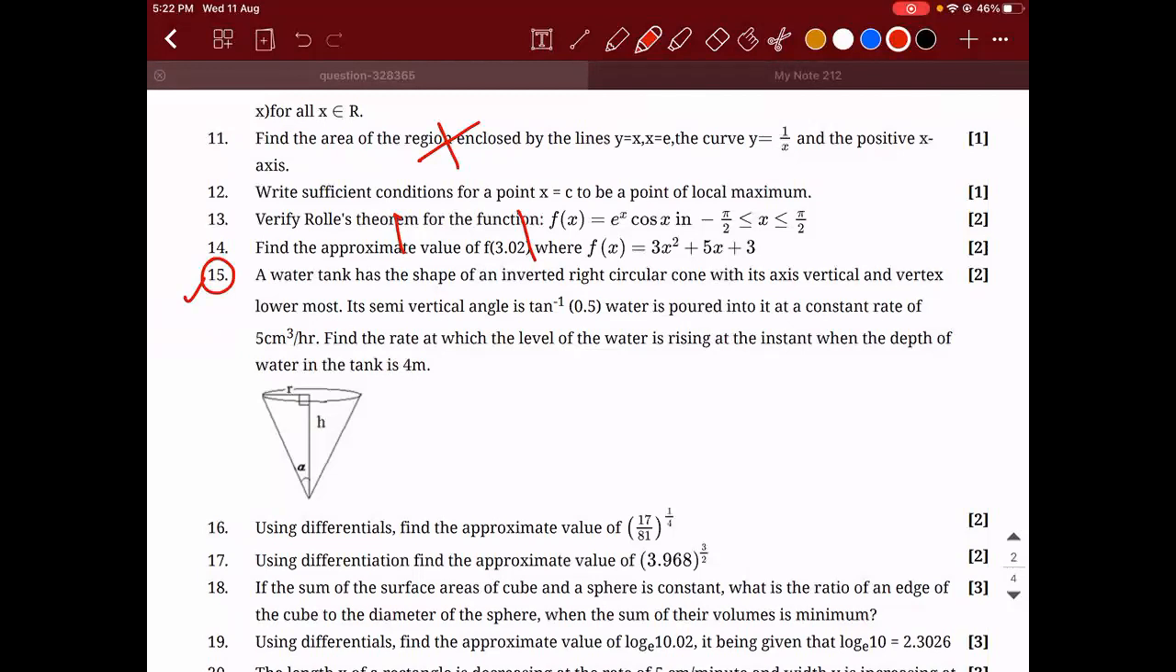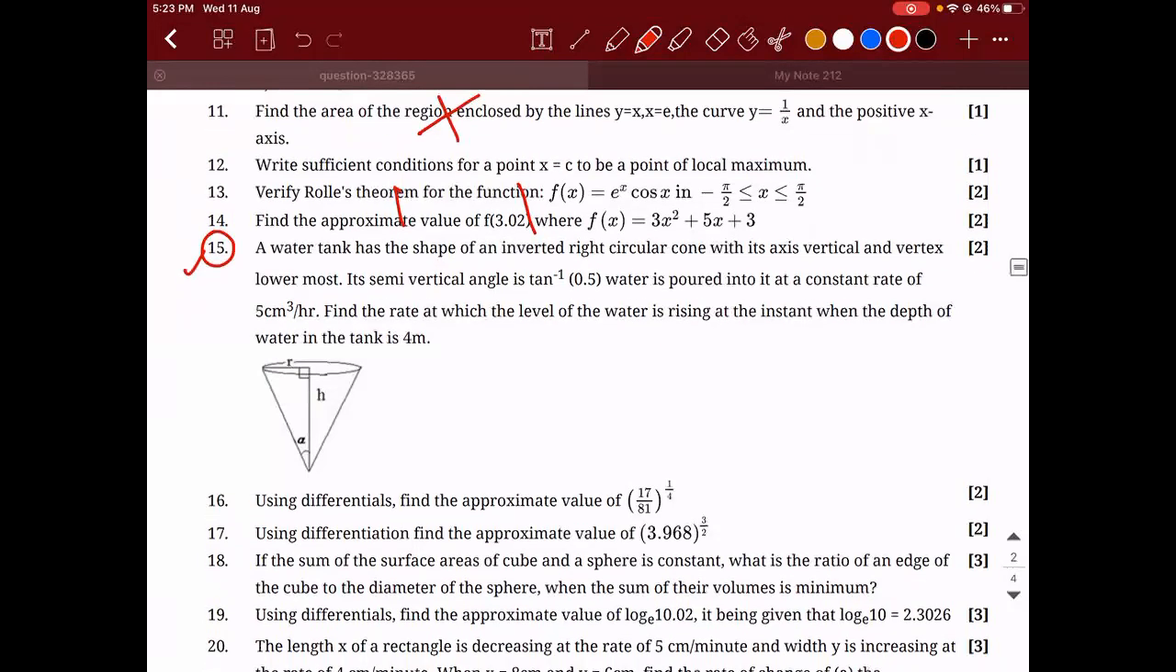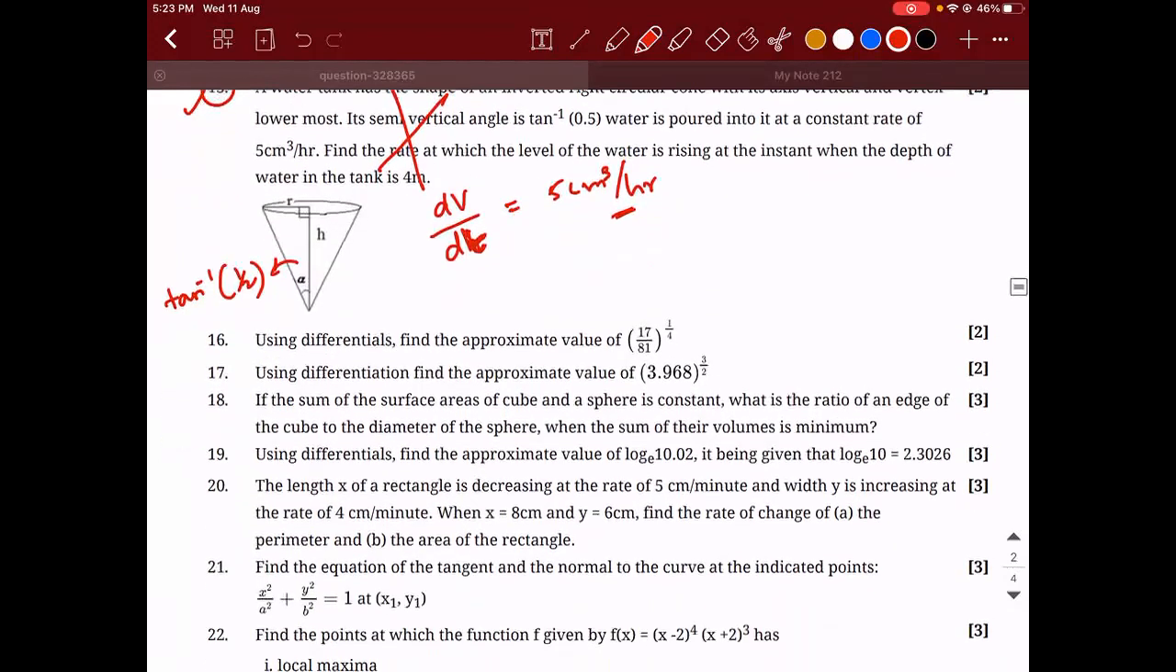So the water tank has the shape of an inverted right circular cone with its axis vertical and the vertex at the lowermost point. Its semi-vertical angle alpha is equal to tan inverse of half. Water is poured into it at a constant rate. So dV by dt is what they told us, 5 centimeter cube per hour. Oh, this is not there. No, rate problems are also not there. Let's not worry about it. Using differential, approximation also not there.